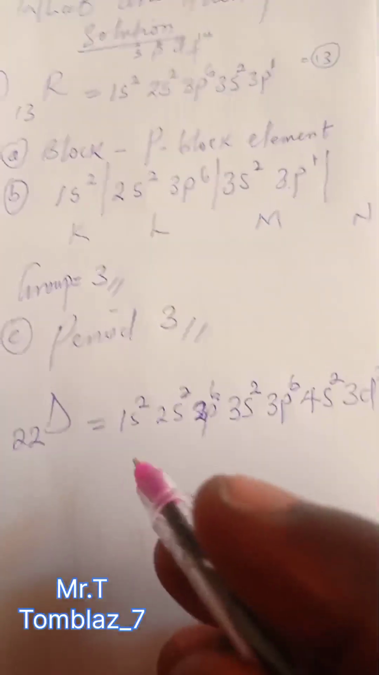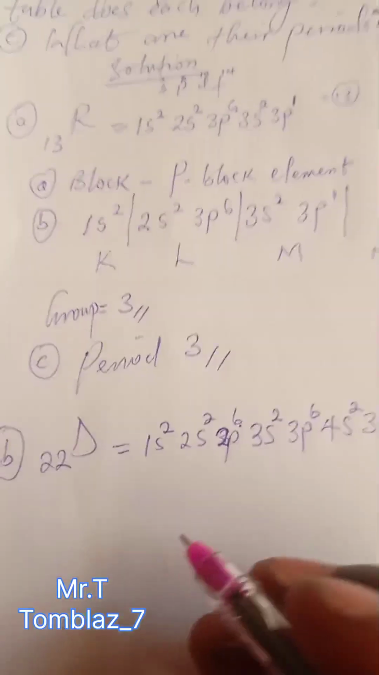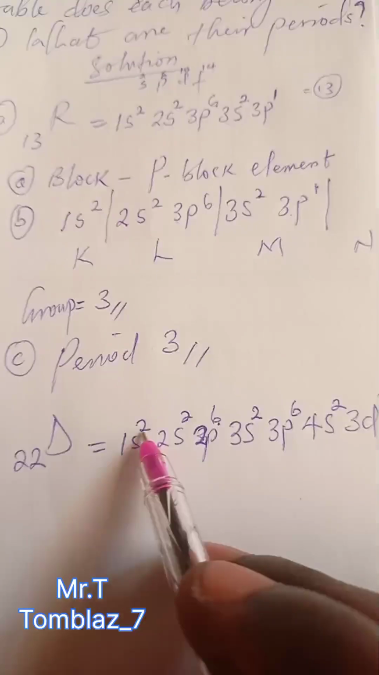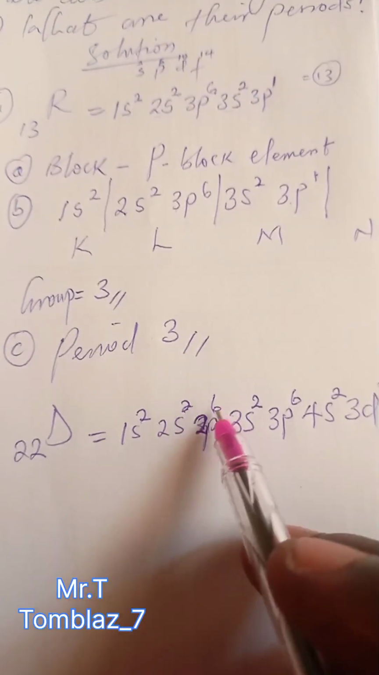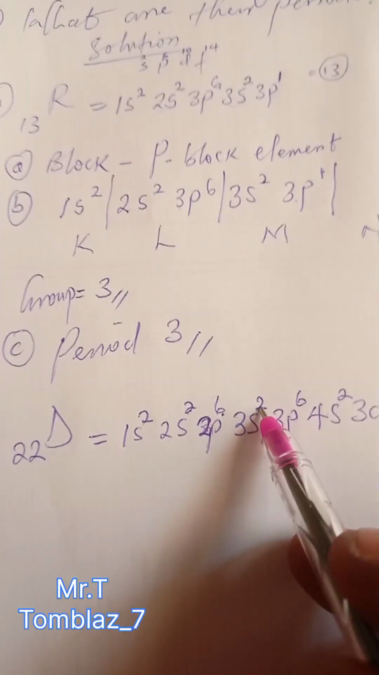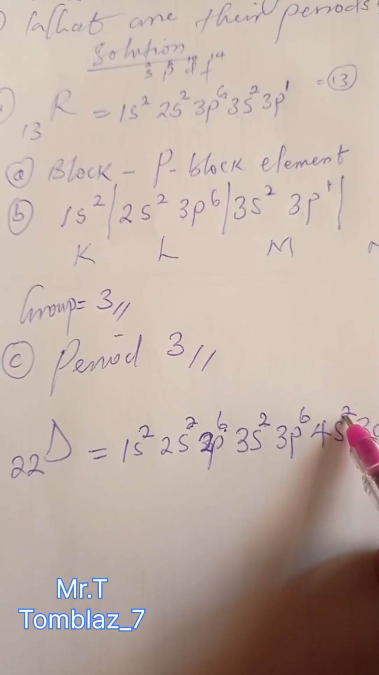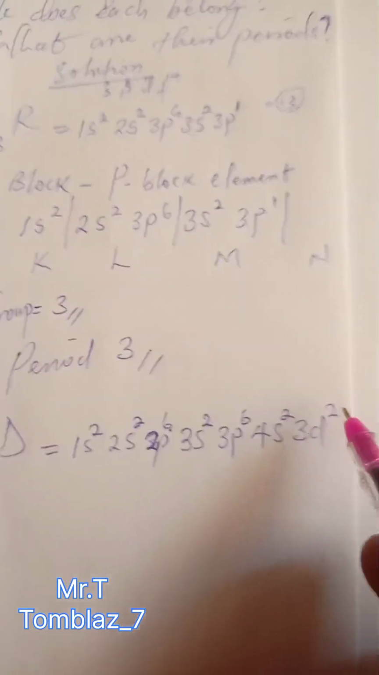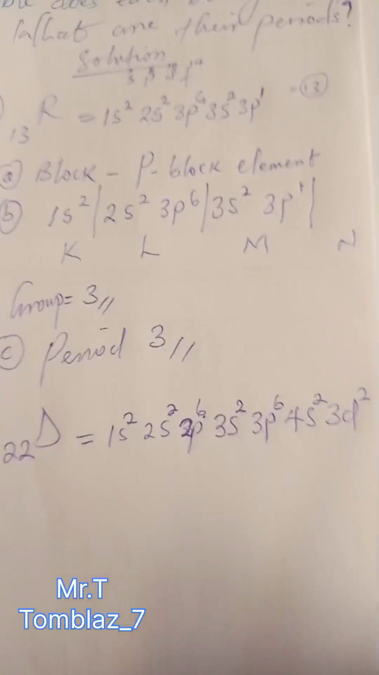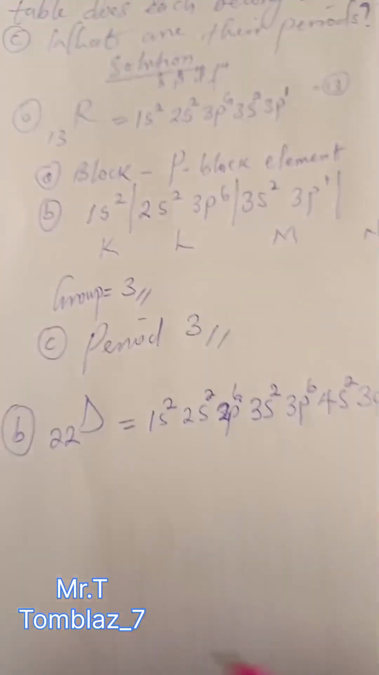All right, so if that is it, we'll count now and see. This is 2 plus 2, 4, plus this 10, 10 plus 2, 12, 12 plus 2, 14, 14 plus 2, 16, and 16 plus 2. That will give you what? 22. So we have gotten the electronic configuration for this element.